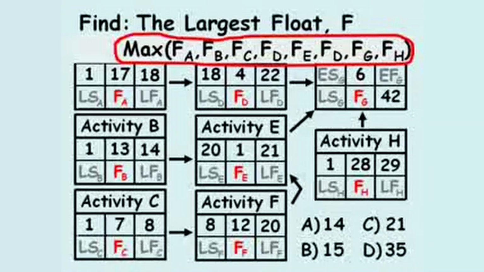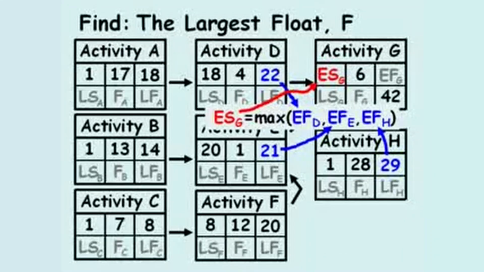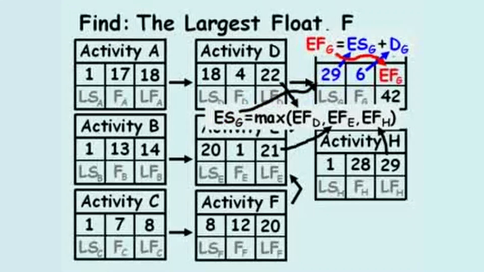The early start of activity G equals the maximum value between the early finish of activity D and the early finish of activity E and the early finish of activity H, which equals 29. The early finish of activity G equals the early start of activity G plus the duration of activity G, which equals 35.